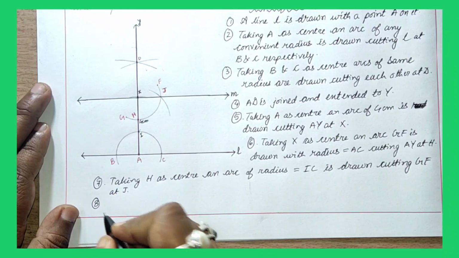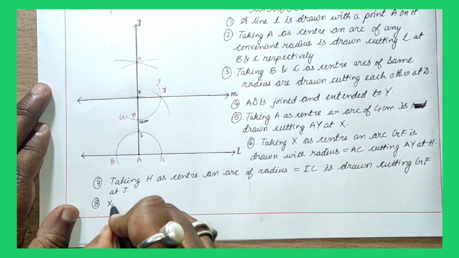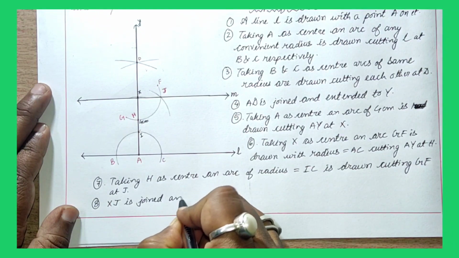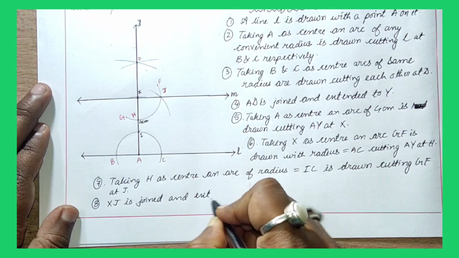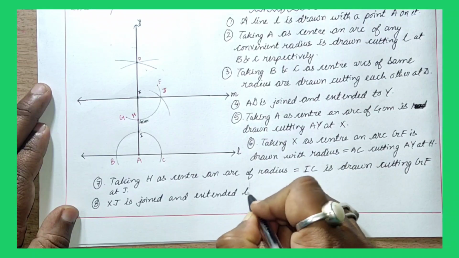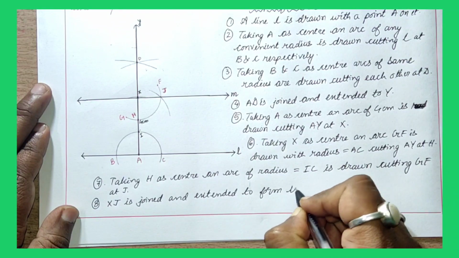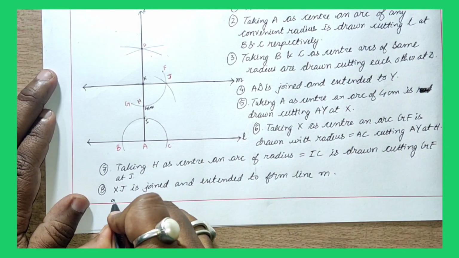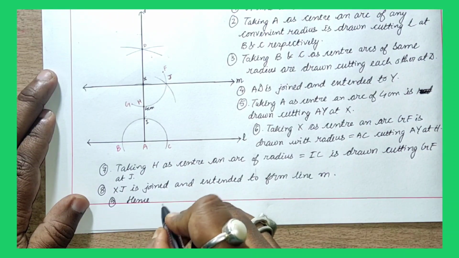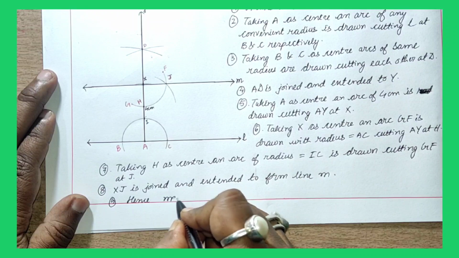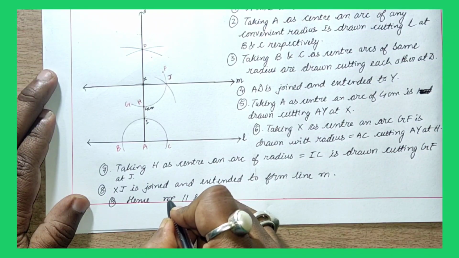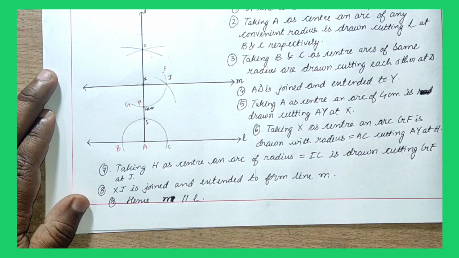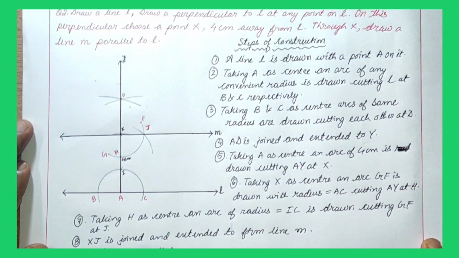Number 8, XJ is joined and extended to form line M. Last, hence M is parallel to L. Hence this line M is parallel to the line L. Okay, so I guess all of you have understood it.